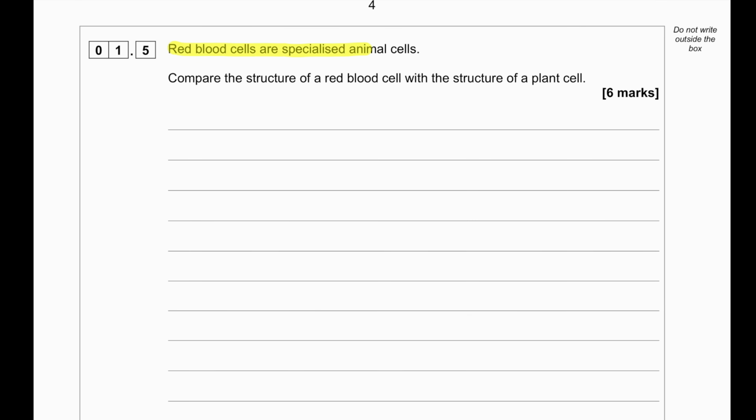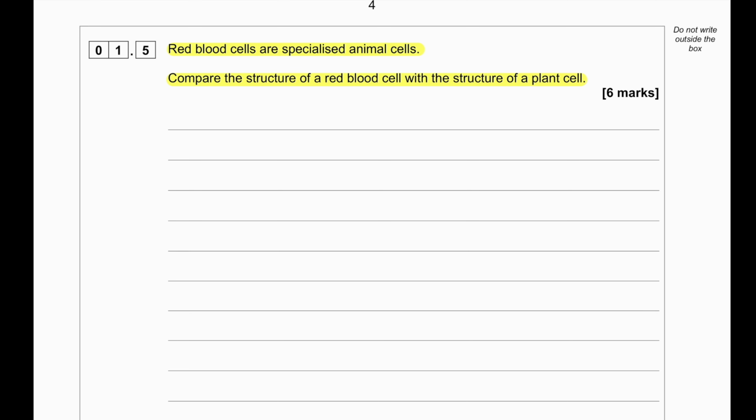Red blood cells are specialized animal cells. Compare the structure of a red blood cell with the structure of a plant cell. This is a 6-mark question, so to get a level 2 response, to get the 6 marks, we need scientifically relevant features, we need to identify them, and then the ways in which they are similar or different, we need to make it very clear, and where appropriate, the magnitude of the similarity and difference, we need to note it down.